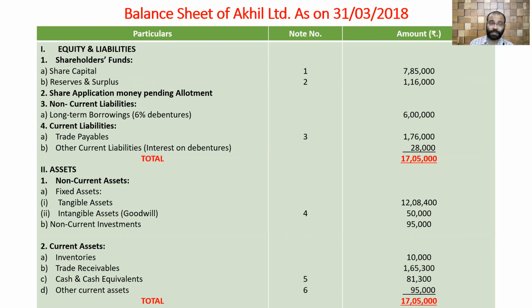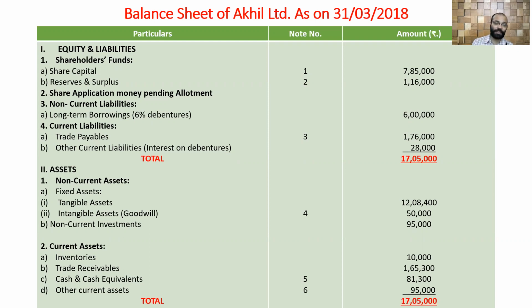Then we have current liabilities. Under that, we have trade payables, for which we have already prepared the third note. It comes to 1,76,000, because we have the bills payable and the trade creditors. You must be remembering that from the notes we have prepared. Then finally, we have other current liabilities, which include interest on debentures. It is 28,000 given in the question. So add up all these things, we get 17,05,000, which is the total amount of the equity and liabilities.